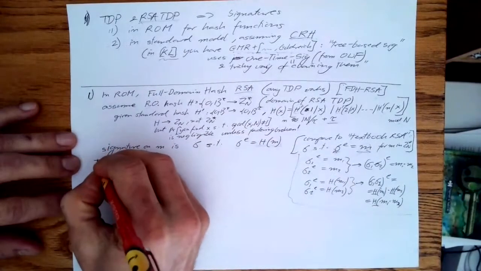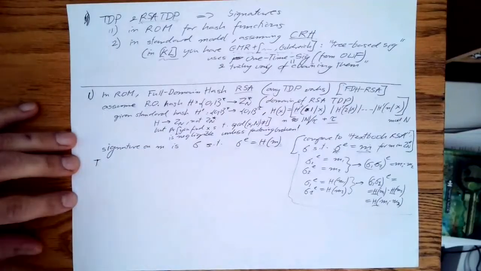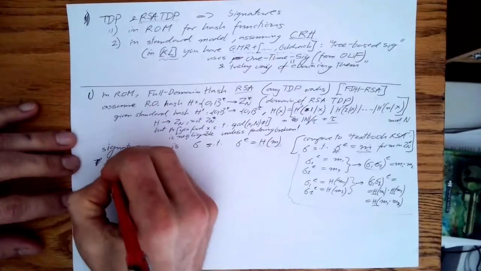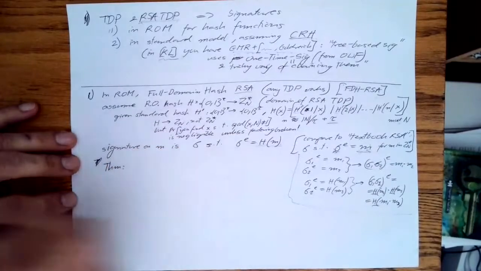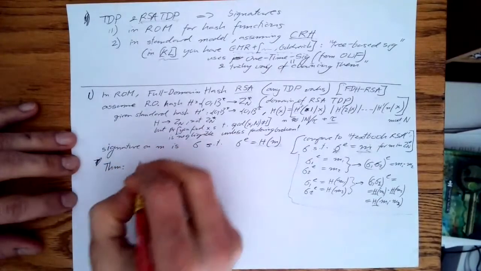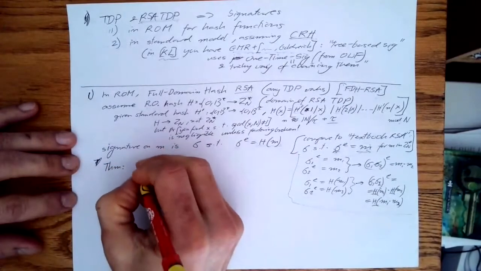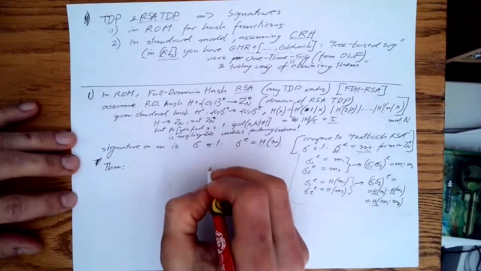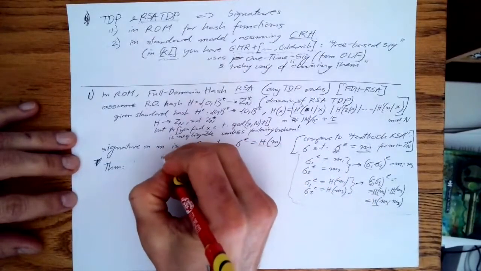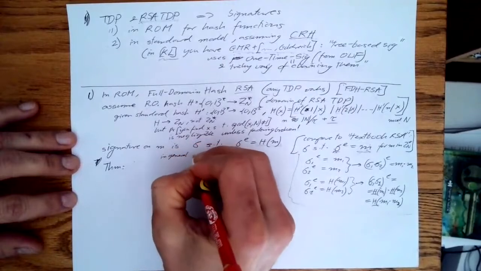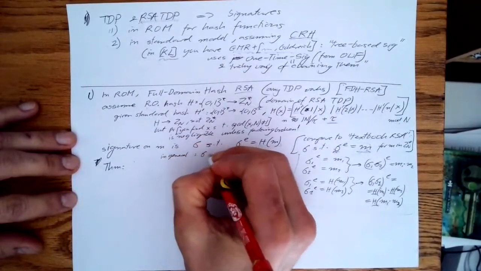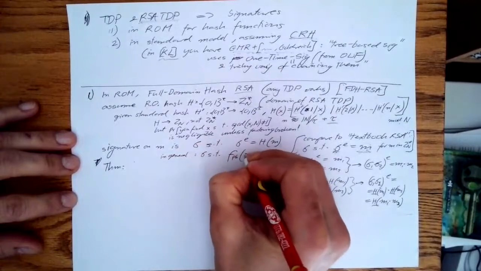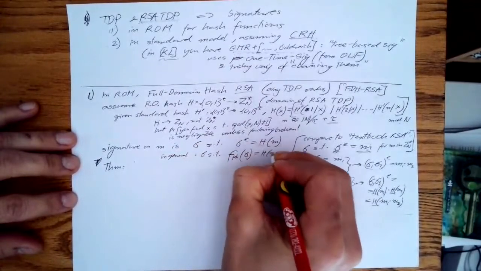So we have, we'll argue the following, that in general, it's a sigma such that the trapdoor permutation applied to sigma is the hash of the message.